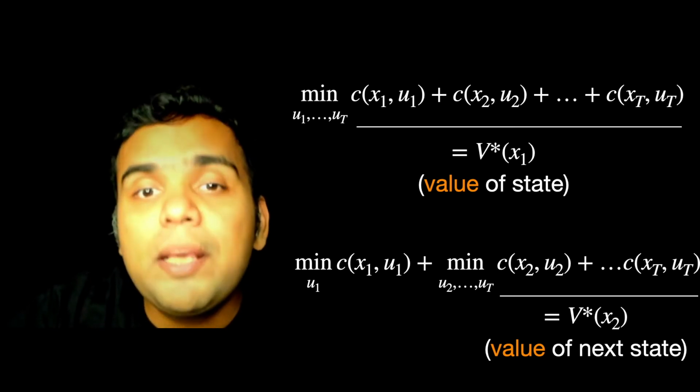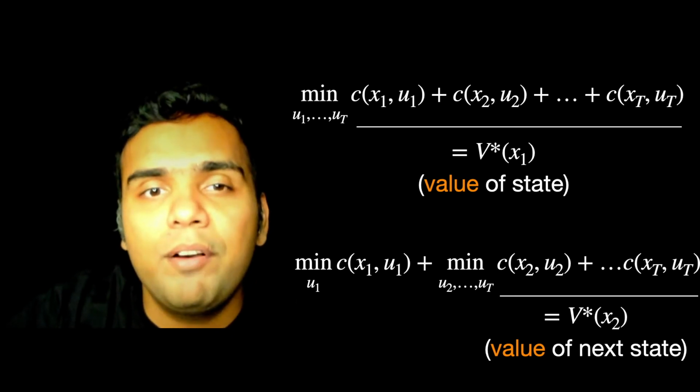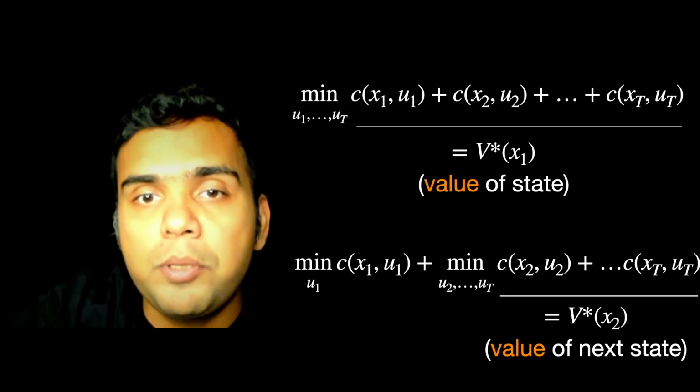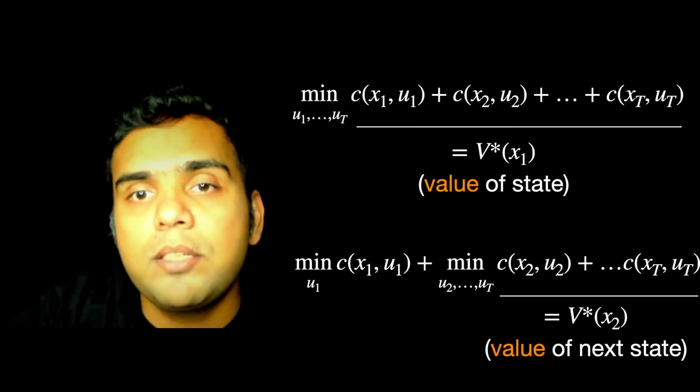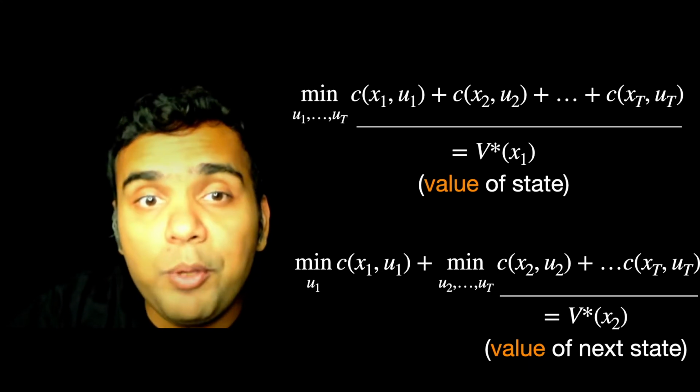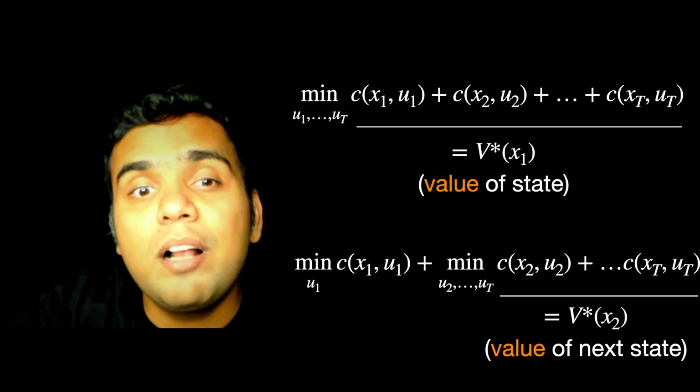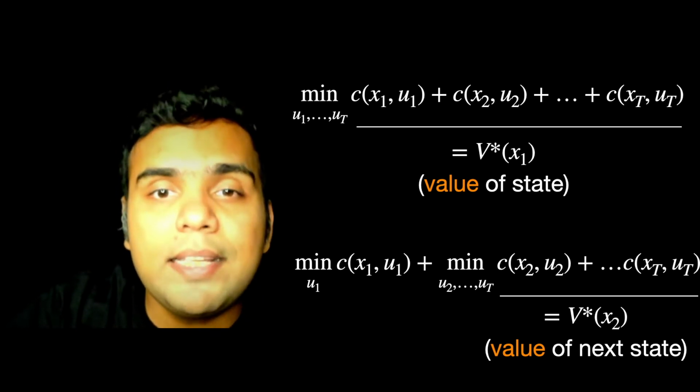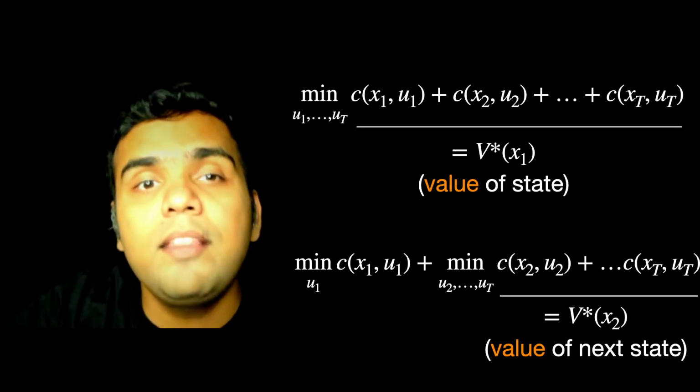How? Because the model is Markov, the optimal sequence of actions at t equal to 2 depend only on the state x2 and not on x1 or u1. This means we can solve a recursive sequence of nested optimizations to find the optimal sequence.